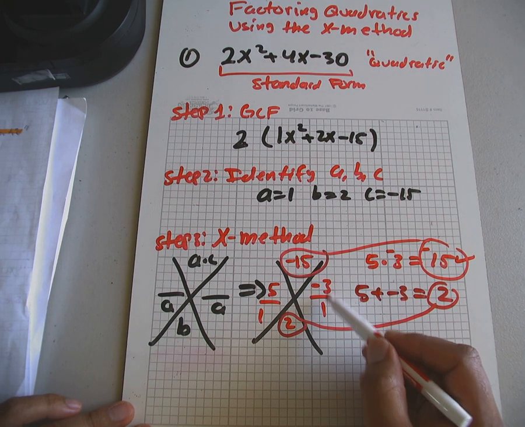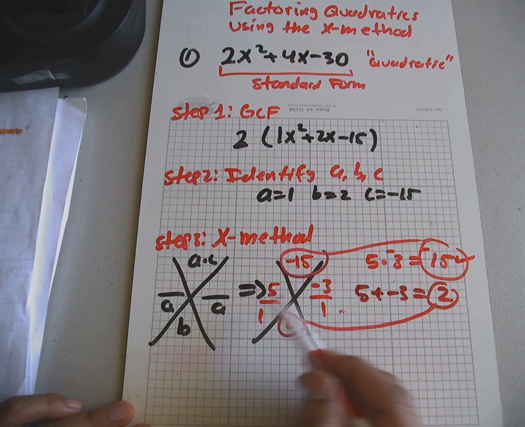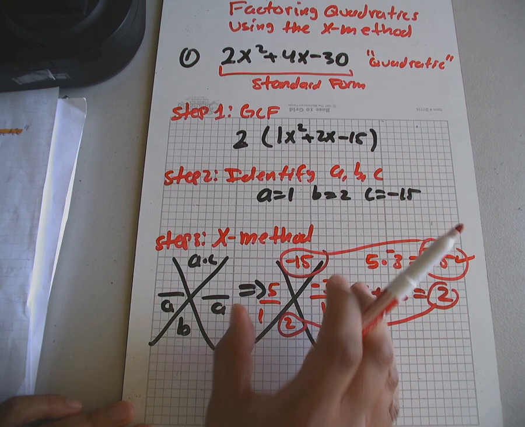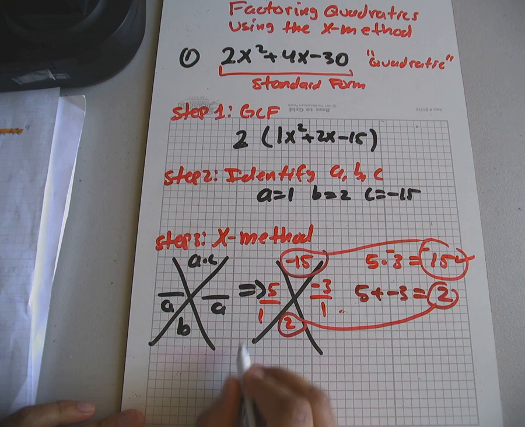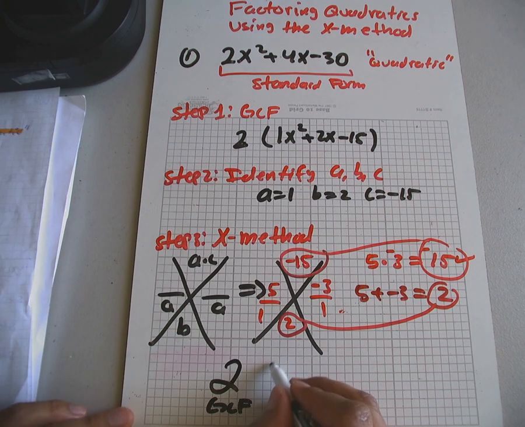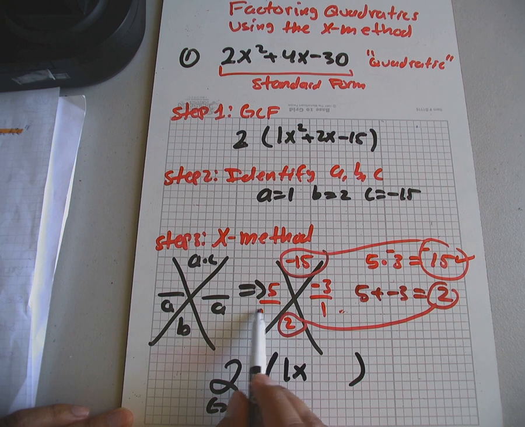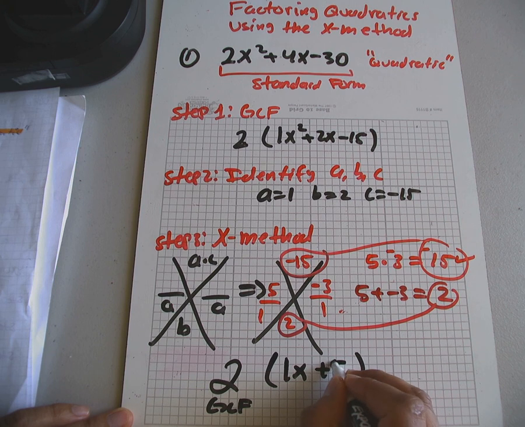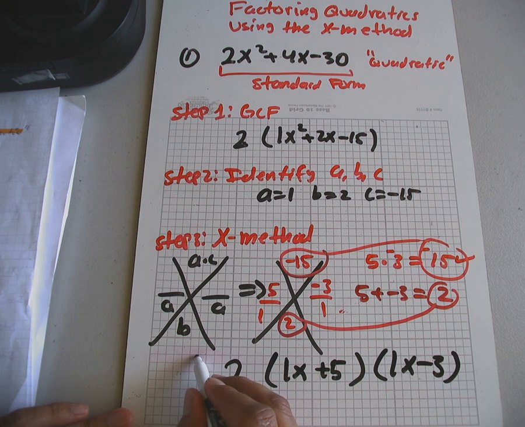Now notice that we have fractions here. Usually these fractions need to be simplified if you can simplify, but in this particular case, we don't have to. So we're going to write our answer as 2, this is my GCF from step number 1, then parentheses, 1x plus 5, parentheses, 1x minus 3. The denominator goes in front of the x. And this is my answer.